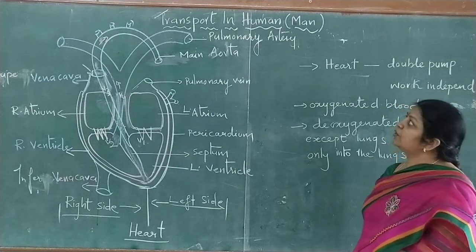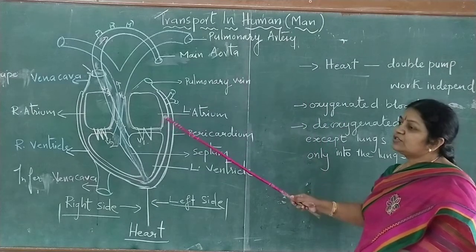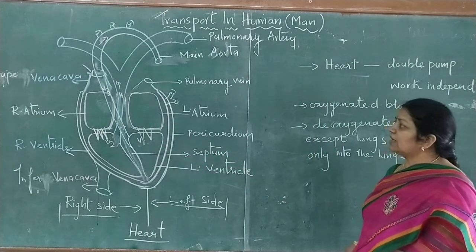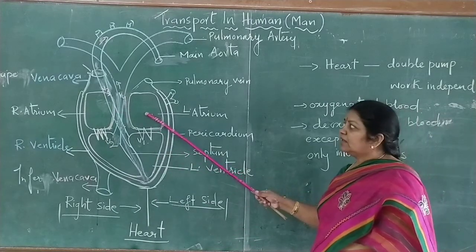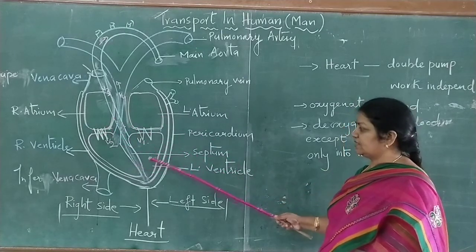Children, today we are going to learn about transporting in humans. We discussed the parts of the heart in the previous class. Parts of the heart: you know very well that the first two are called the left atrium and right atrium, and the lower ones are called ventricles.